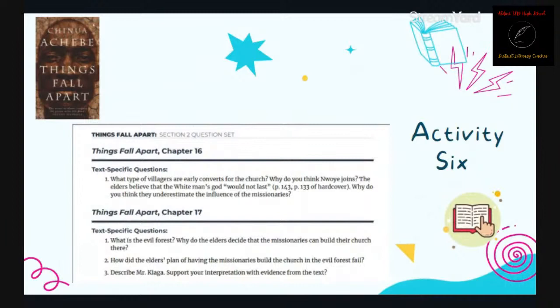Lesson 3 concludes with students reading chapters 16 through 17 and responding to the questions on the screen from the Section 2 question set to focus their understanding. As they read, they write new or interesting words from chapters 16 and 17 in their vocabulary journal and at least 2 sentences from chapters 16 and 17 in their mentor sentence journal.